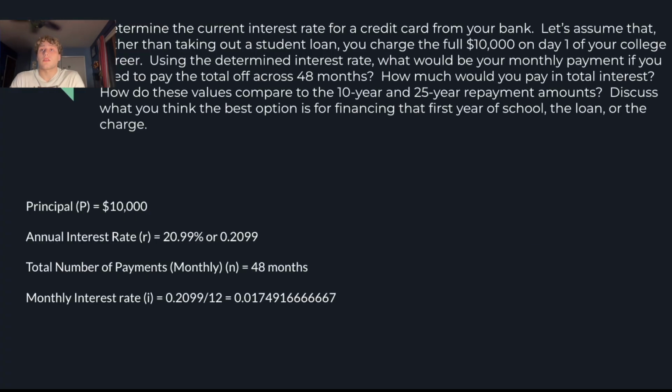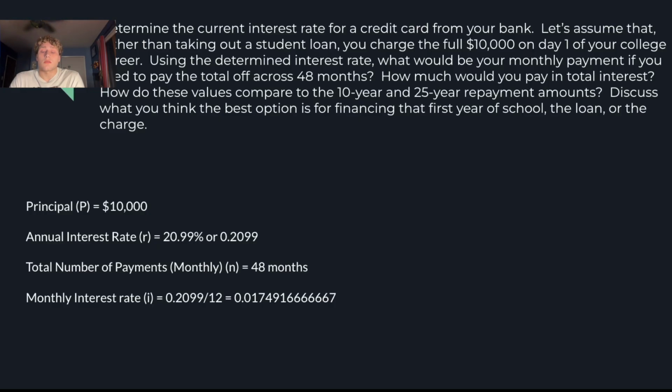So determine the current interest rate for credit cards from your bank. Let's assume rather than taking out a student loan, you charge the full $10,000 on day one. Use the determined interest rate. How much would your monthly payment be? This is pretty much just explaining the difference it would be for using an APR with a credit card.